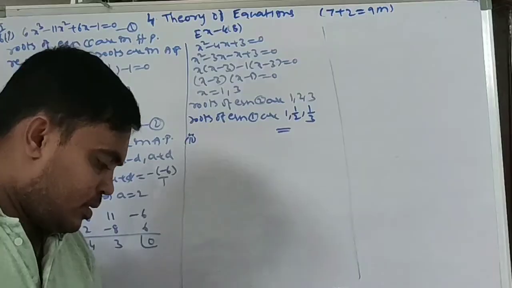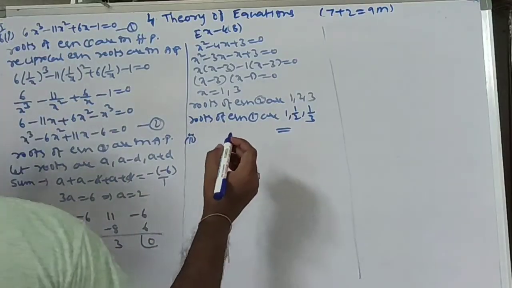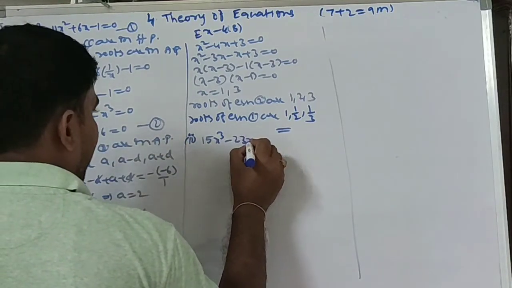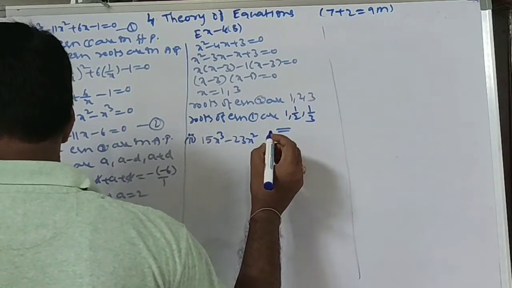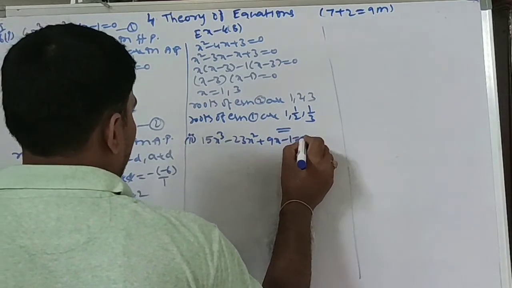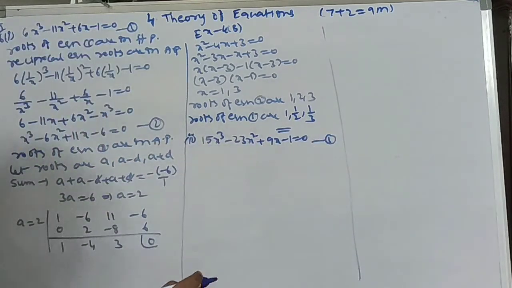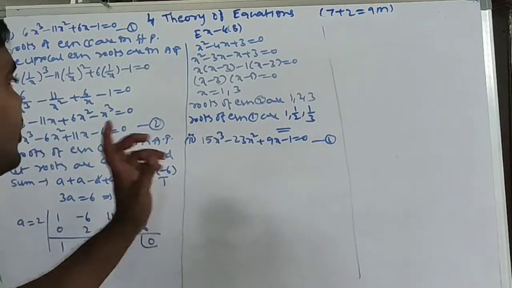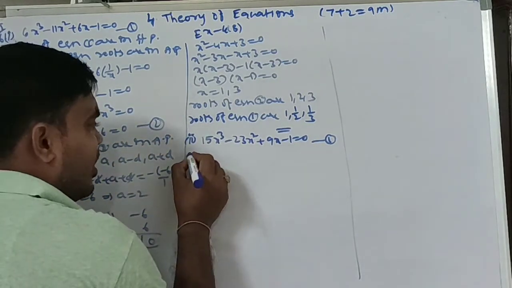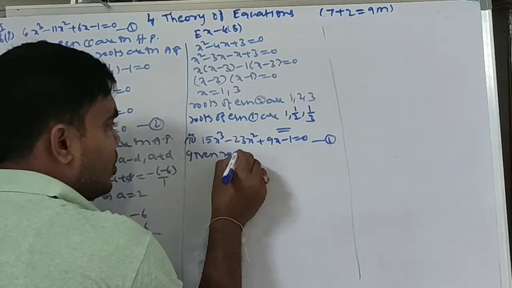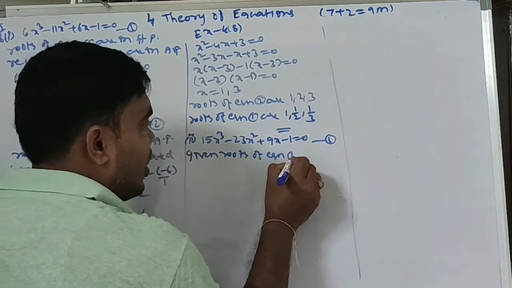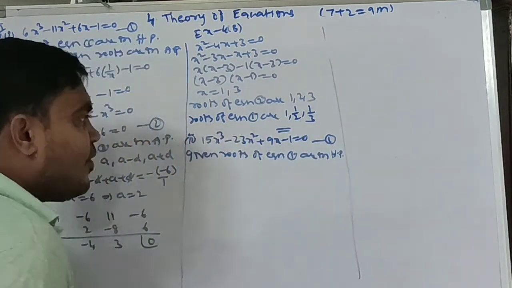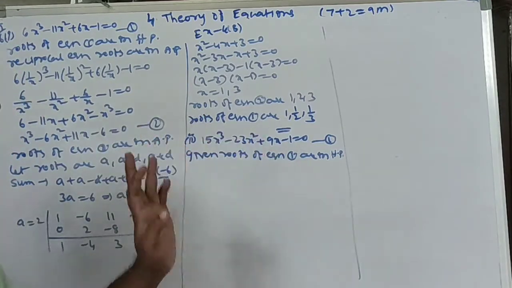So this is the second problem. 15x cube minus 23x square plus 9x minus 1 equal to 0. This is equation number 1. Given that the roots of equation 1 are in HP, so these roots are in HP.